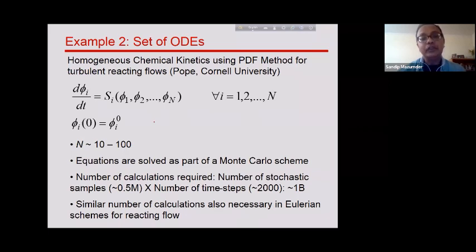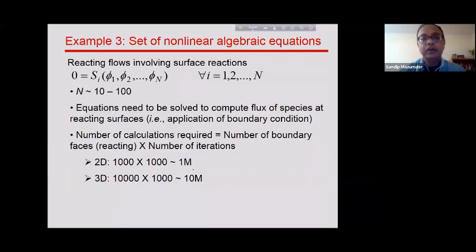Okay. You could also have, as I mentioned, a set of ordinary differential equations that you may want to solve. This is where Professor Pope actually came up with this idea, or this is the area for which he came up with the idea when he was doing chemical kinetics in the context of PDF methods for turbulent reacting flows. He realized that these calculations are very expensive. And so you might want to actually store the result and then just use it from a table. And similar situations are encountered for Eulerian reacting flow calculations as well.